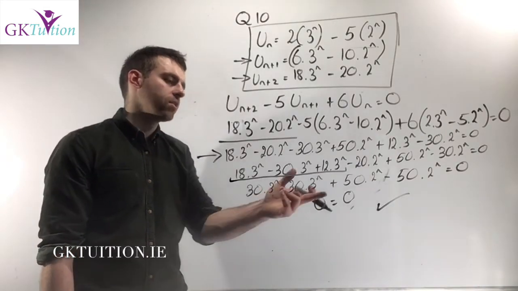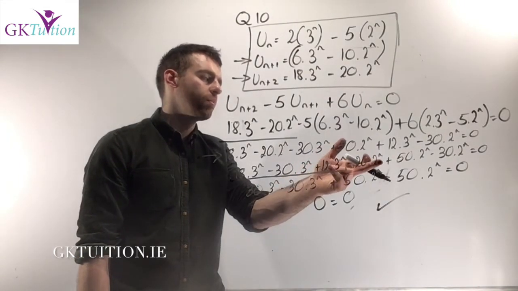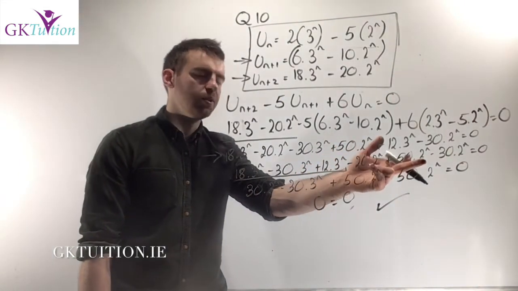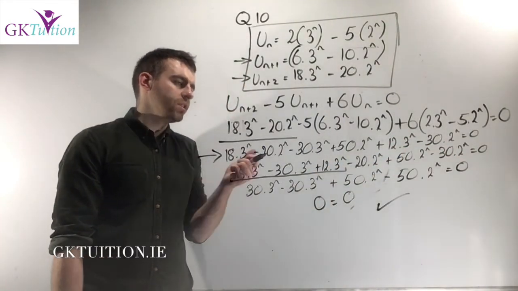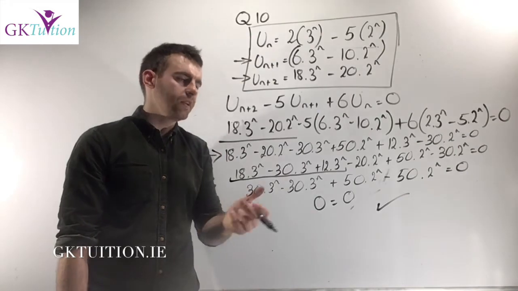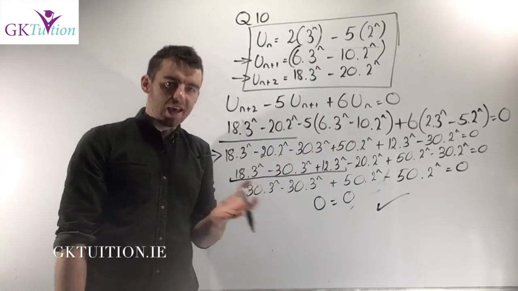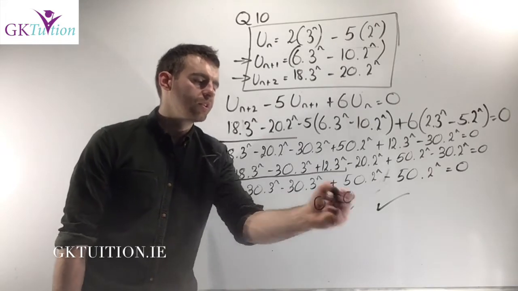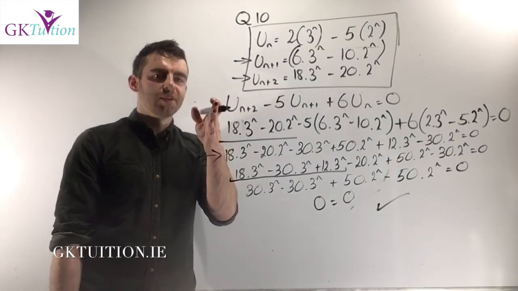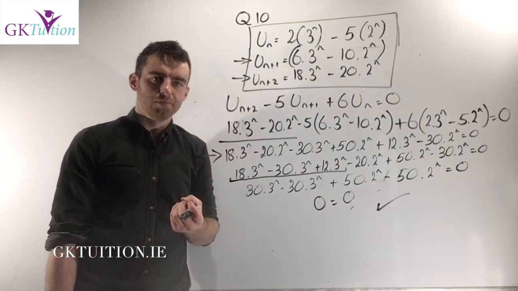The last three terms are minus 20 times 2 to the power of n, plus 50 times 2 to the power of n, minus 30 times 2 to the power of n. Minus 20 and minus 30 give me minus 50, plus 50. They cancel each other out again and I'm left with 0. So everything cancels out and you end up with 0 equals 0. So the statement that they give you is in fact true.